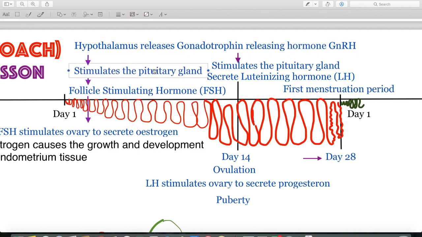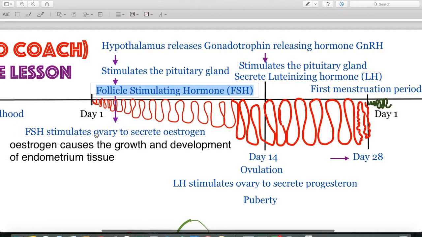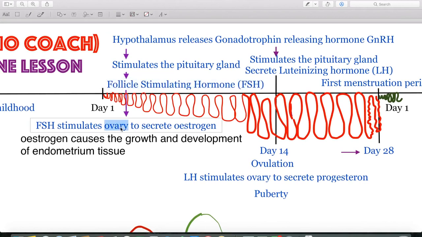Okay, you know the pituitary gland. It is the master of all endocrine glands. Now it stimulates the pituitary gland, so it will secrete something called the follicle stimulating hormone, or we call that FSH. Follicle stimulating hormone is secreted into the bloodstream, and the bloodstream will transport this FSH to all parts of the body. Now what happens here is that the follicle stimulating hormone's target organ is the ovary. It stimulates the ovary of the female reproductive system, so it will secrete a hormone known as estrogen.